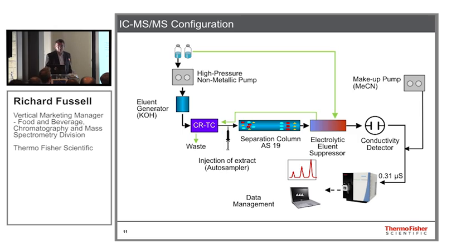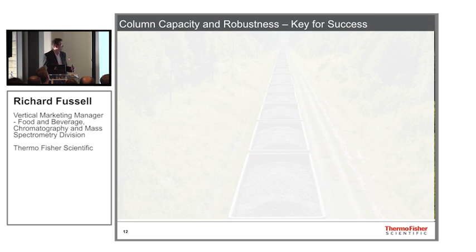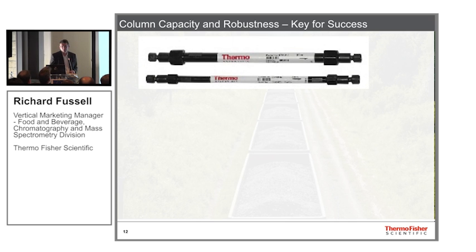And Dionex introduced this as a failure at Fera a long time ago. So when we're dealing with these very difficult matrices, one of the issues is the column capacity and the robustness of the columns. The ion exchange columns that we use are high capacity columns, and that's why we need to use KOH. You can get low capacity ion exchange columns and use them with other mobile phases, but you need the higher capacity to be able to deal with the matrix. Therefore we have to use a higher strength mobile phase in order to elute the analytes from the column.